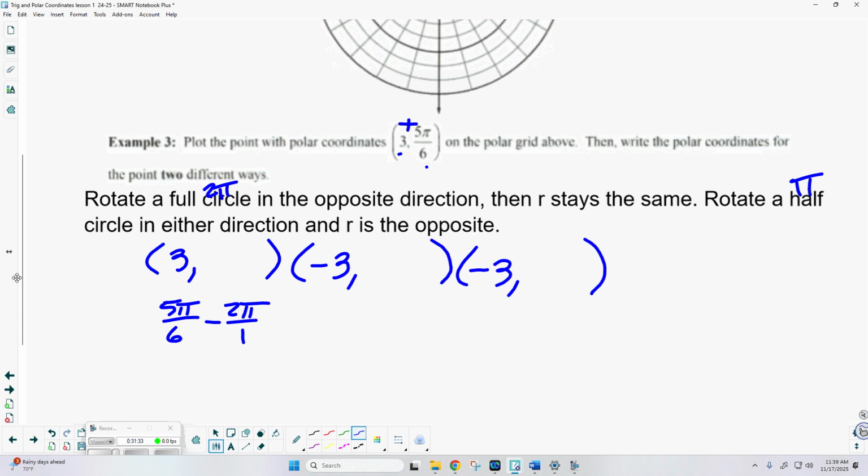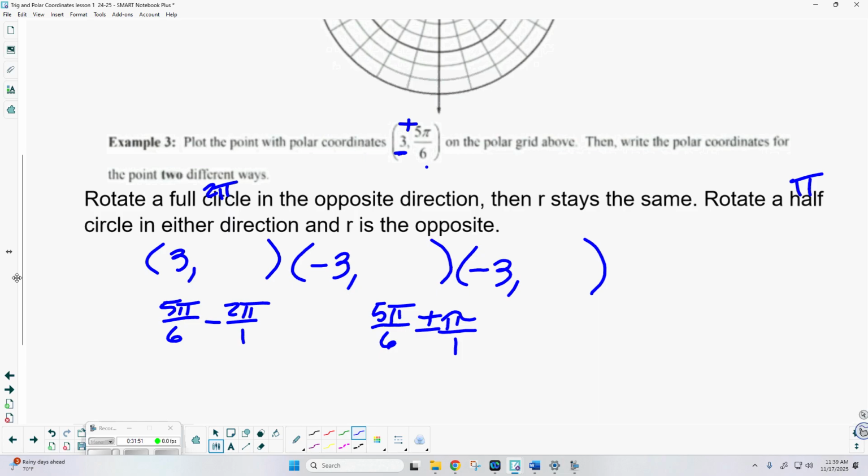Now, if I want to change the sign of my radius, well, I'm going to take my angle, 5 pi over 6, and I'm going to both add and subtract pi to it, because I want to get on the exact opposite side of the grid.